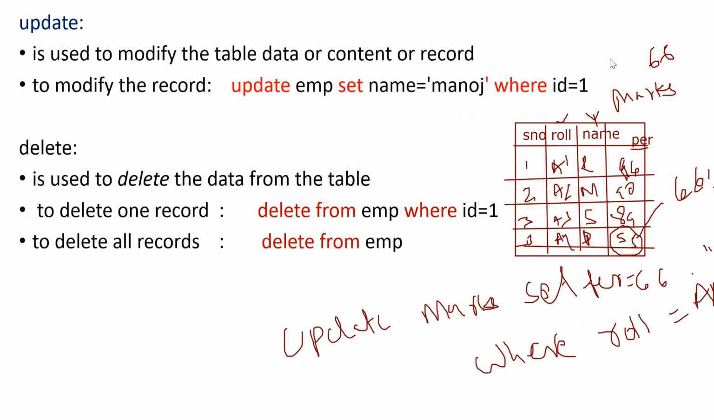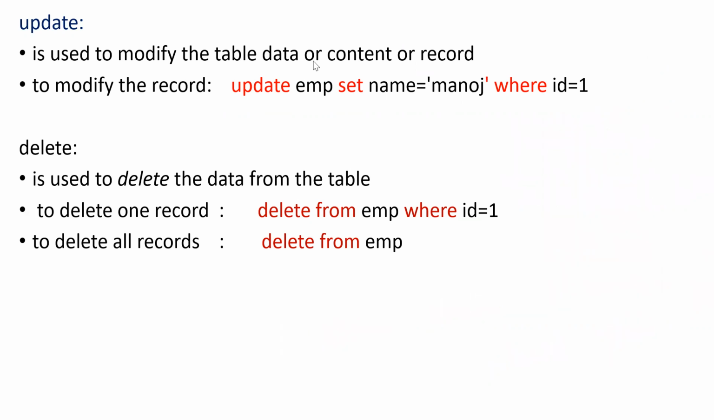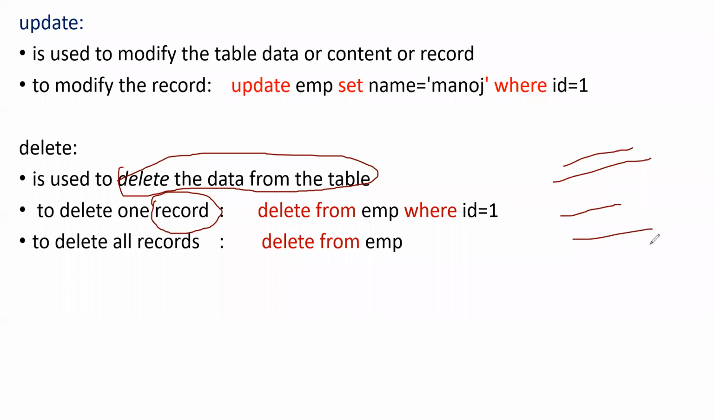And delete. You delete the data from the table. What is the data? It deletes records. Record means rows. What is the command we use for deleting records? Can anyone answer? We can delete one record. We can delete all records also.